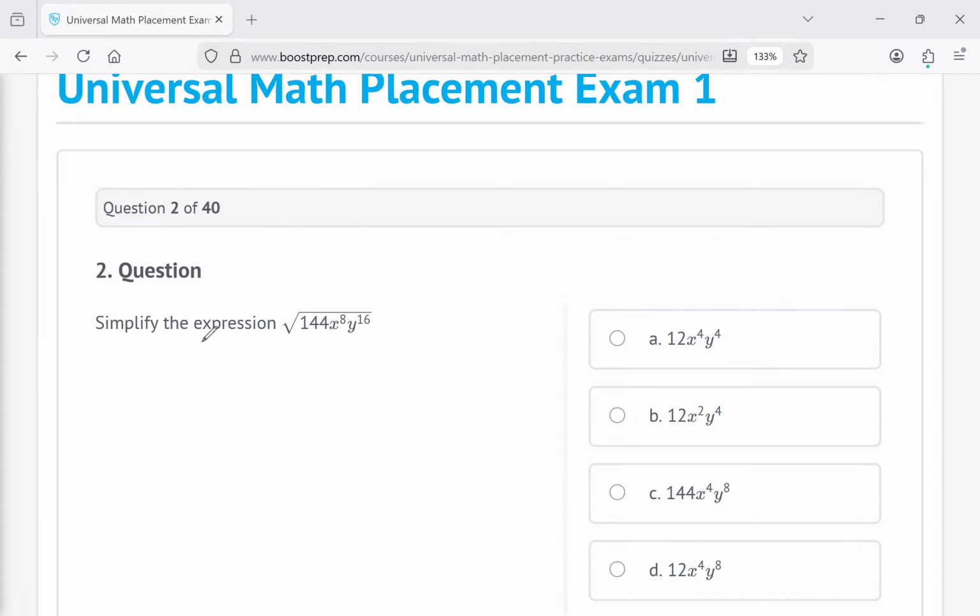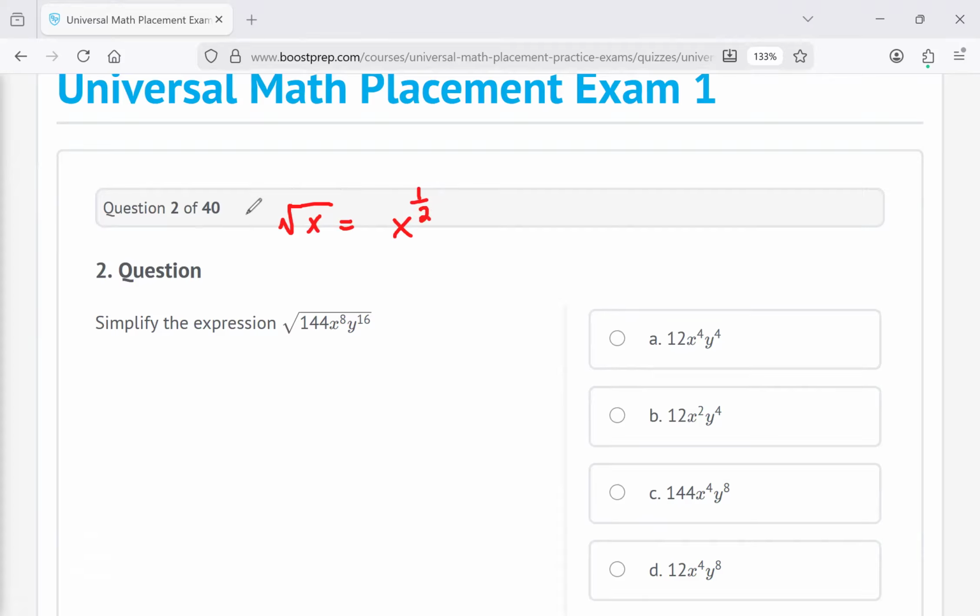Okay, simplify. We have this square root. We've got to simplify the square root of 144x to the 8th y to the 16th. When we're dealing with square roots, I believe this might be a perfect square, but what I want to do is rewrite this as a power. So how do you write a square root? For example, if you had the square root of x, how would I write that as a power? It would be x to the 1/2.